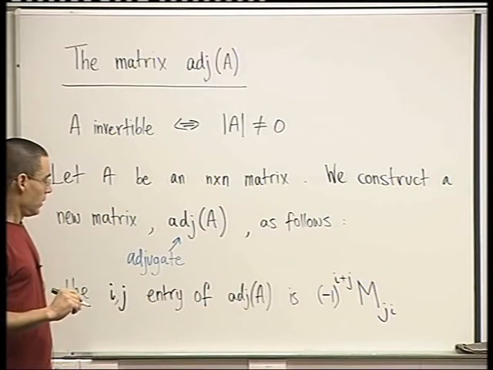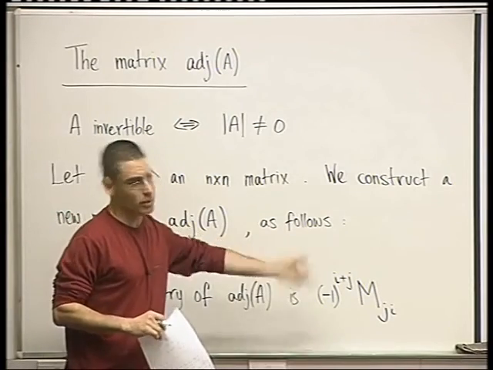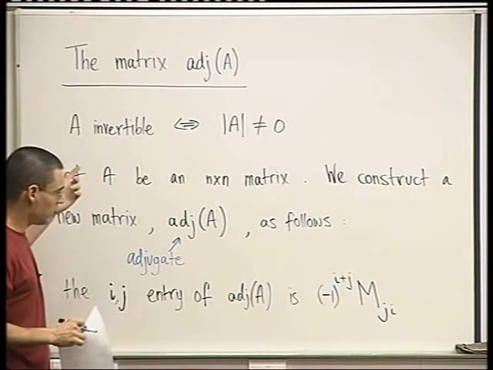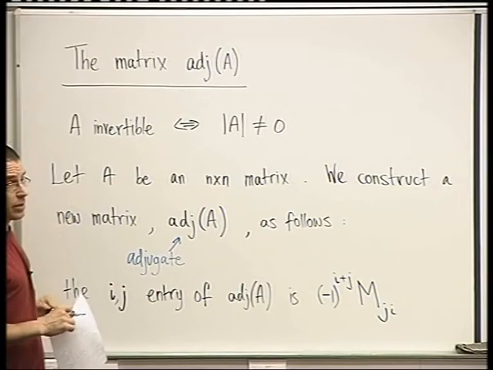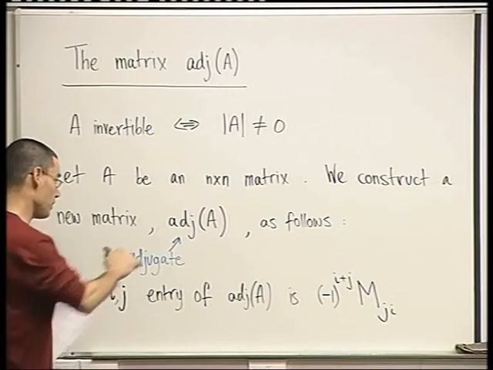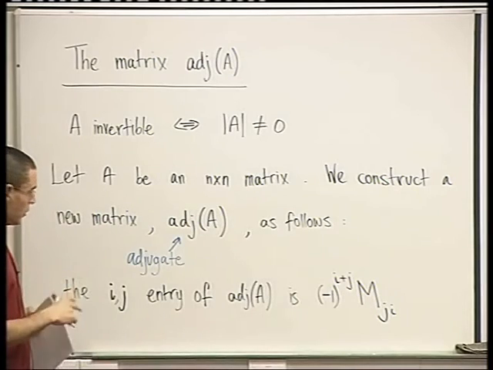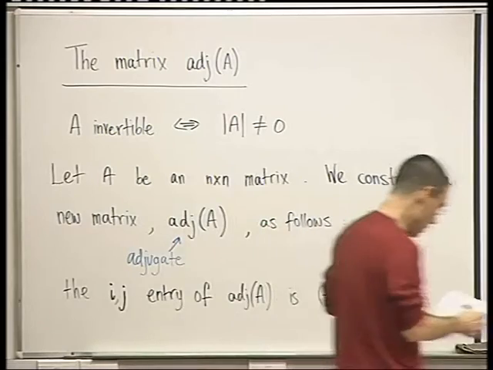Okay. So the first question you should ask, what is this? So let's do an example. And the second question you should ask is, what is it good for? And we'll see that. That's the theorem that's going to follow. Okay. So first of all, example how we calculate something like this, and then the theorem that shows why it's useful. Okay, so here's an example.